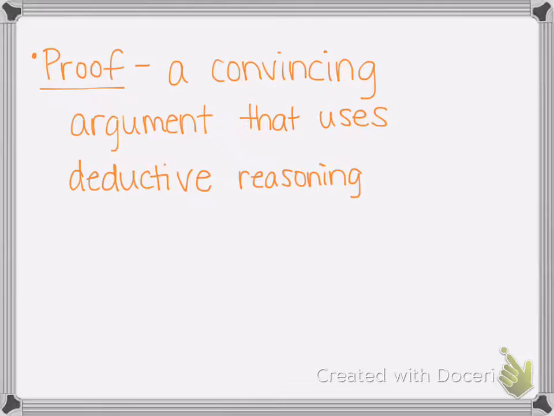First, one of your definitions is, what is a proof? Well, a proof is just a convincing argument that uses deductive reasoning. Deductive reasoning is just facts, things that we know are true. How can we use those to say what we want to say?